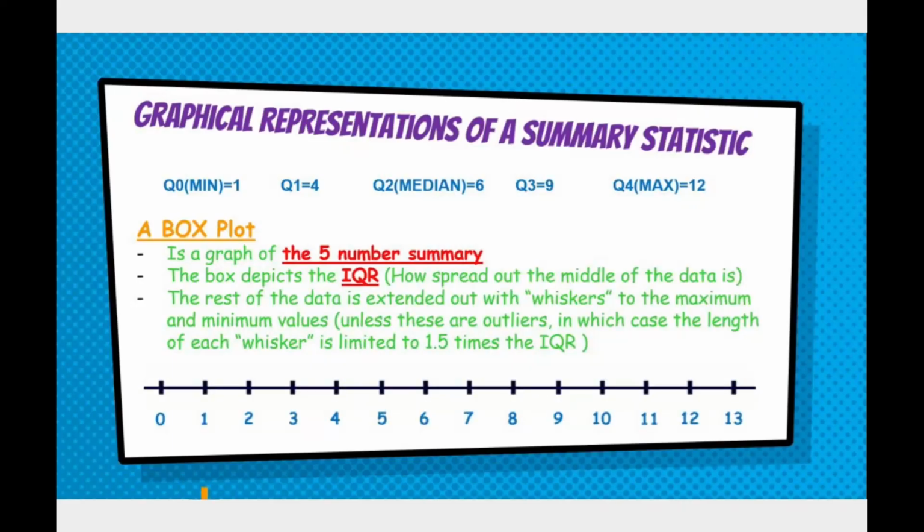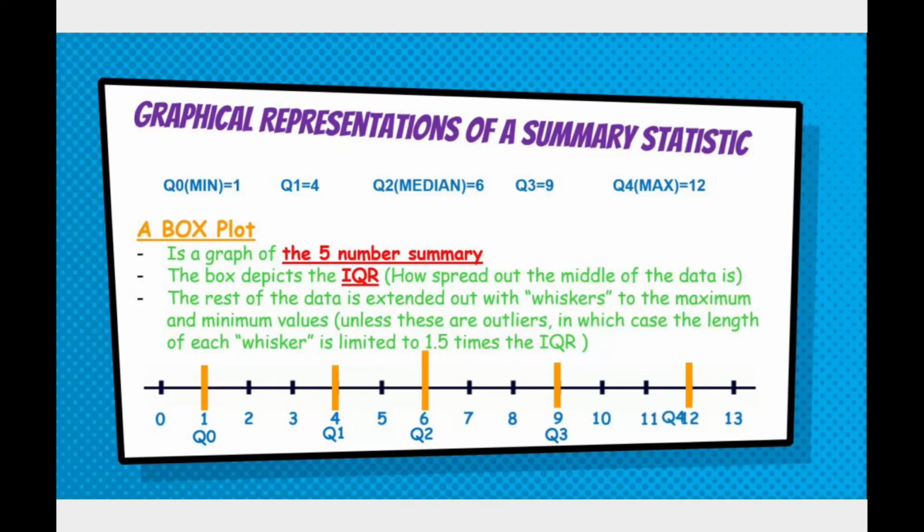So if this was my 5-number summary at the top, this is how the box would look. I'm just going to create a number line and put vertical lines on each one of these 5-number summary values, like so. Q0 was a 1. My Q1 value was at 4. My median was 6. My Q3 was 9. And my max was 12.